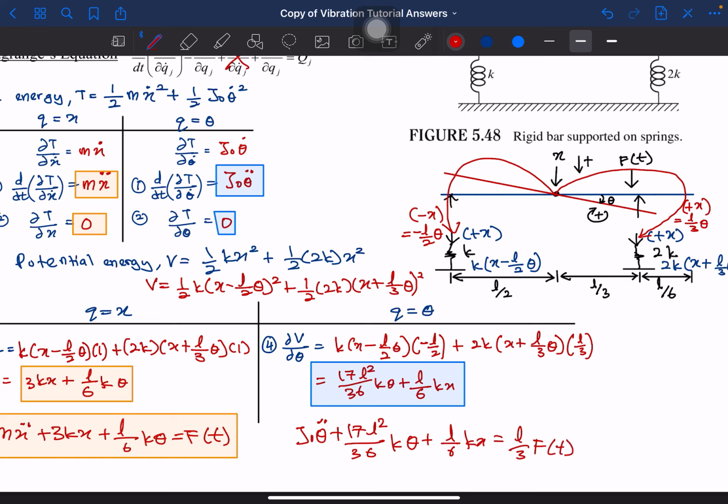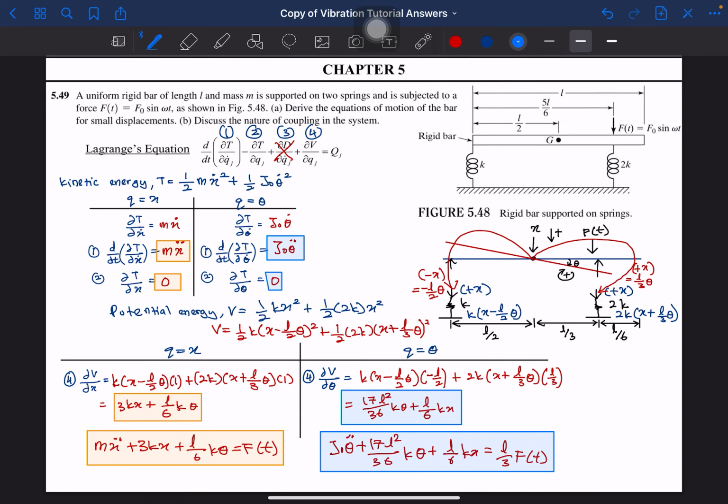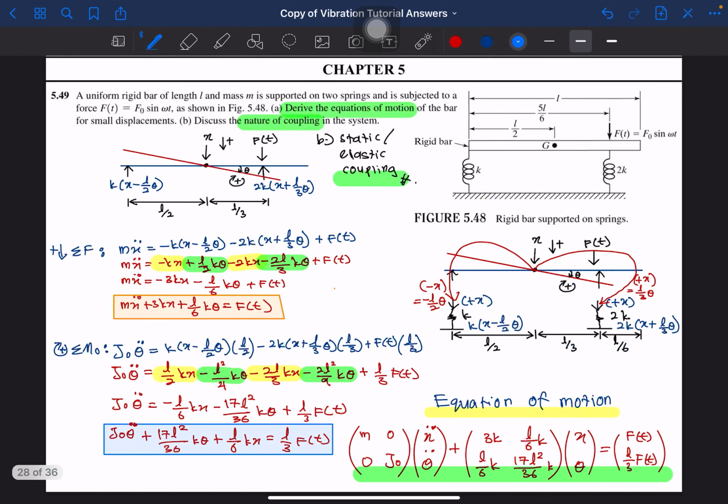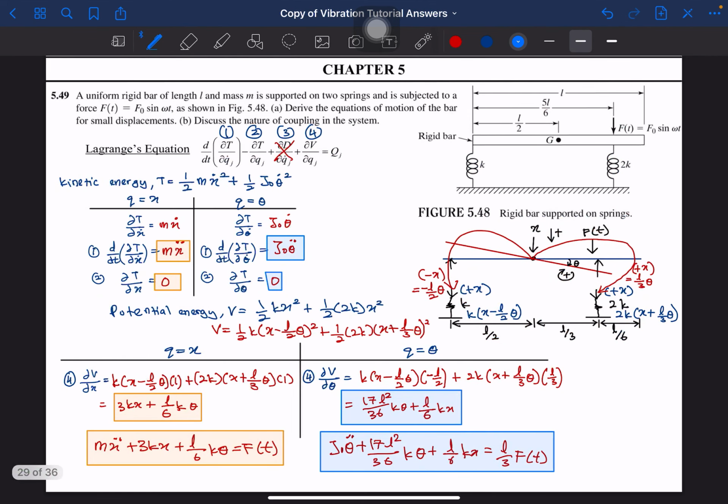Depending on what you do, either you use FBD with summation of forces and summation of moments to get your EOM, or use Lagrange, whichever you find easier. You can do both. So this is how you do it. As you can see, the answer is the same for both. That's how you do 5.49 using FBD, summation of forces and summation of moments, or the Lagrange equation. Thank you.